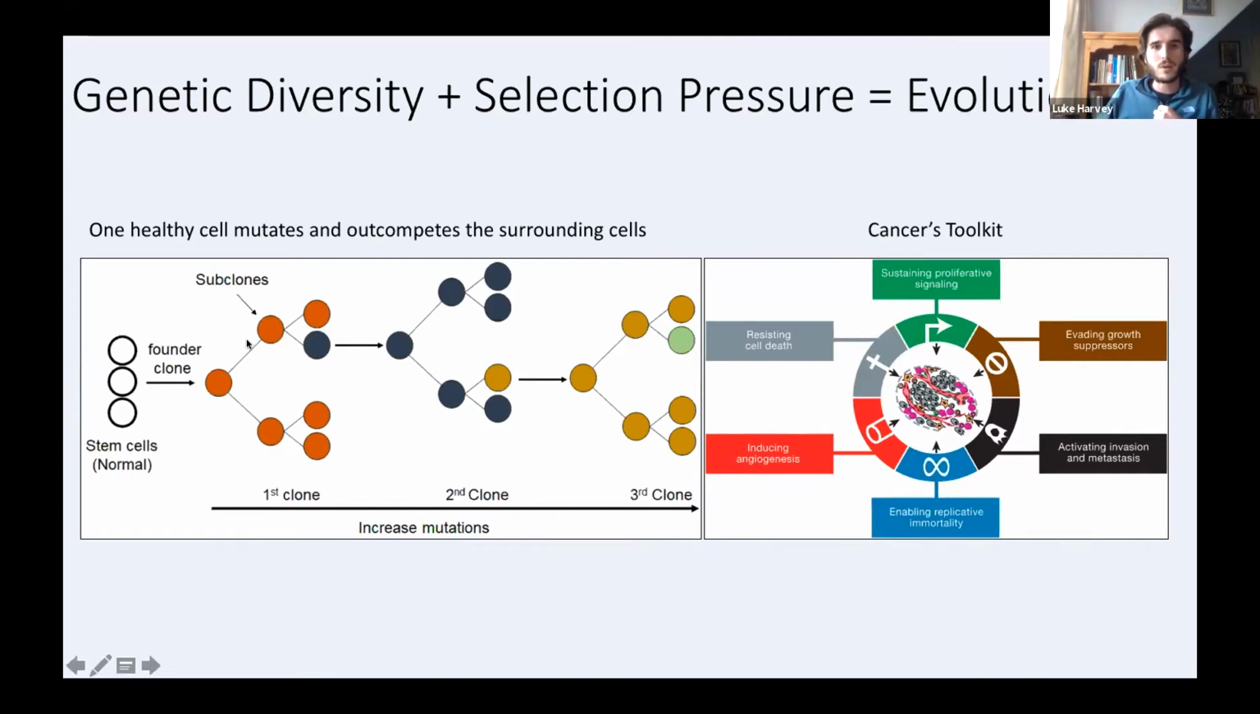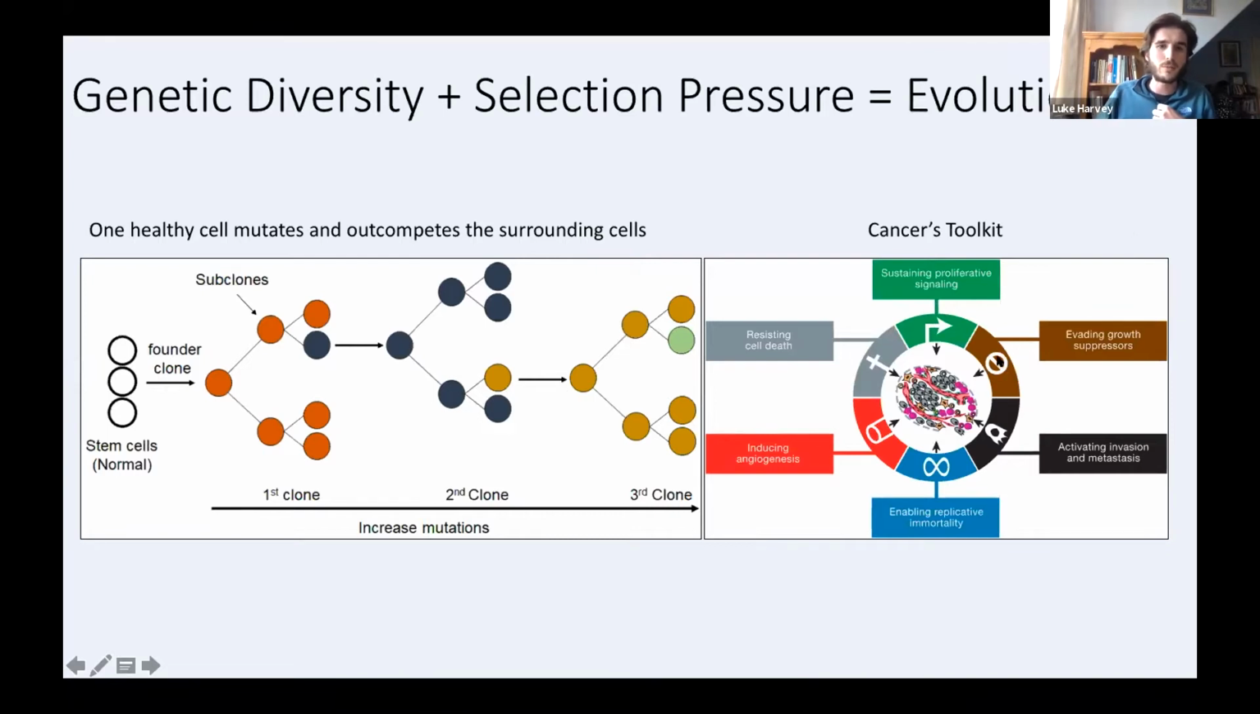If you look at this diagram on the left, you can see this population of stem cells. One of them becomes mutated, outcompetes the other, and a population grows. And then gradually over time, another mutation appears, more advantageous than the last. And we have these populations of evolving and mutating cells. And what they're evolving to do is grow more, so proliferate more and divide more frequently.